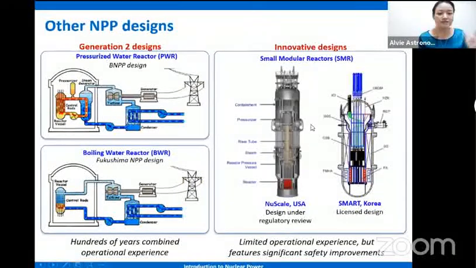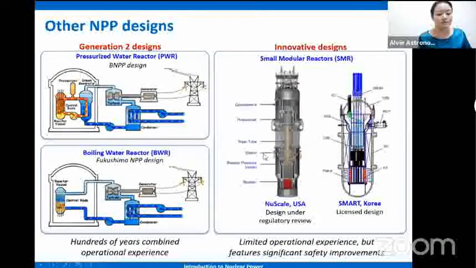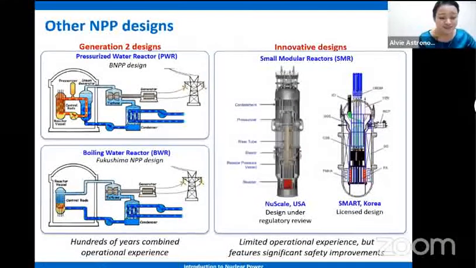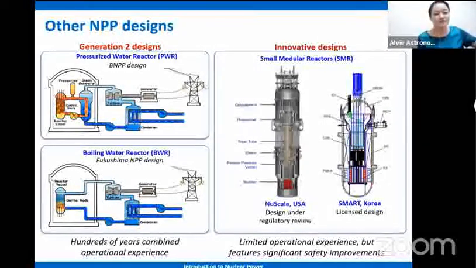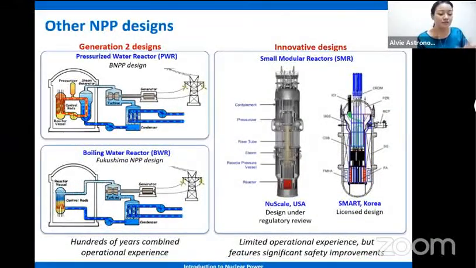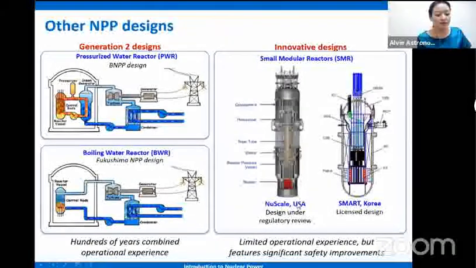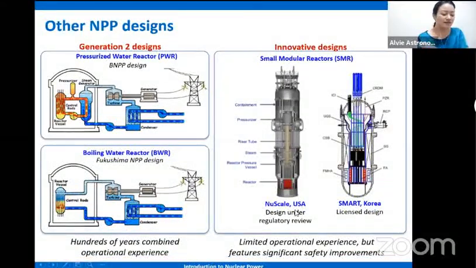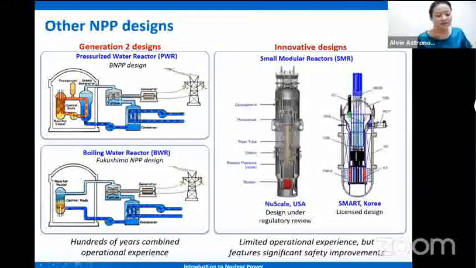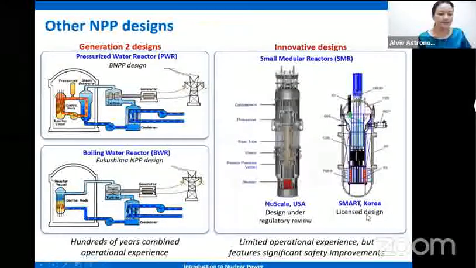So an example of that are small modular reactors. Different countries have different designs for small modular reactors, but those that are in the advanced phase of the development of the design are USA and Korea. For USA, their design, last I checked, is still under regulatory review, but for Korea, the SMART design, it's already a licensed design.